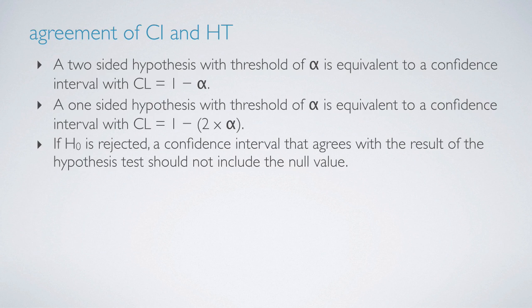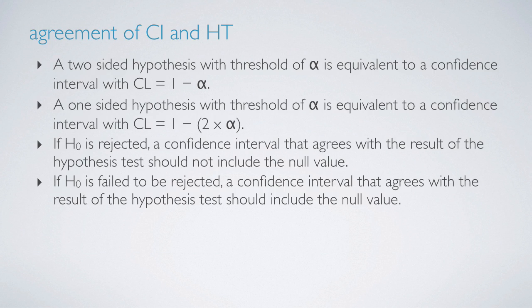If the null hypothesis is rejected, a confidence interval that agrees with the result of the hypothesis test should not include the null value. This hopefully makes sense, because if you're rejecting a null hypothesis, the null value should simply not be in the confidence interval. Otherwise, you would be contradicting yourself by saying that it's a plausible value for the parameter of interest. Similarly, if the null hypothesis fails to be rejected, a confidence interval that agrees with the result of the hypothesis test should include the null value.